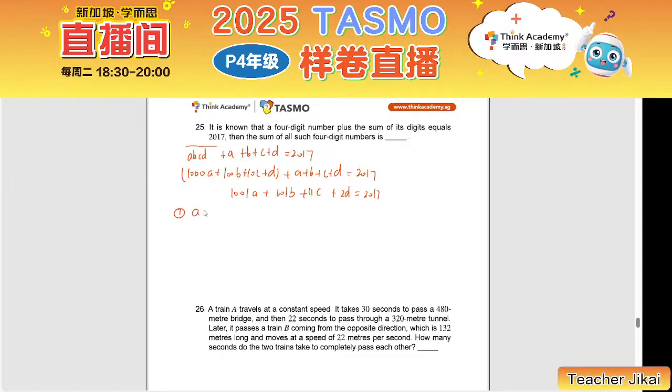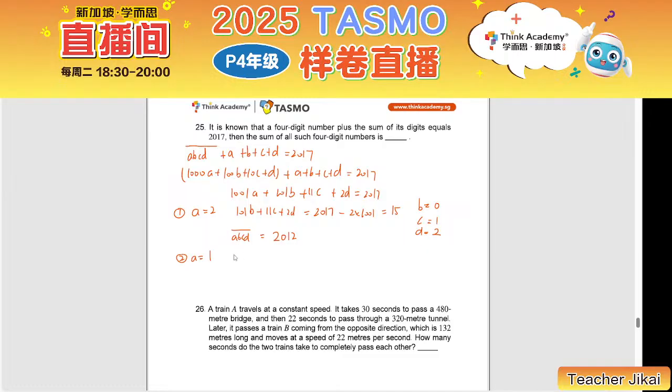The first one, A here is 2, right? And then we know 101B plus 11C plus 2D is 2017 minus 2 times 1001, 15. So we know this kind of thing it is 15. B here of course is 0. Then 11C plus 2D is 15. So C here is 1 and D here is 15 minus 11, 4. 4 divided by 2, 2. So we know here ABCD will give you 2012.